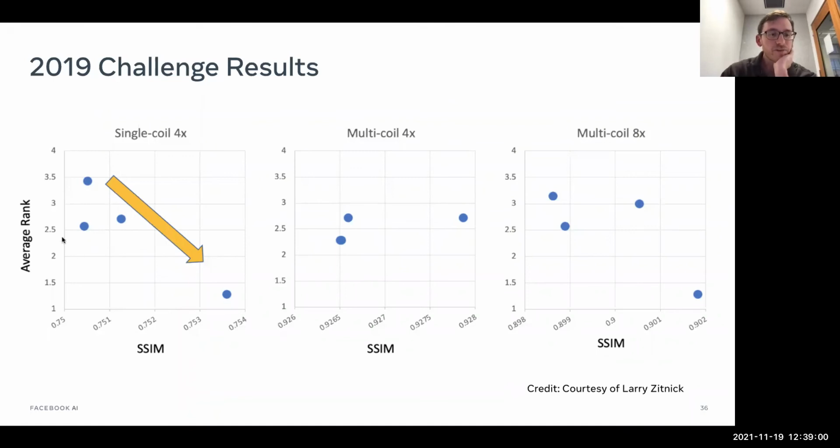So first of all, I want to show average rank over here, lower is better. So this just to not confuse you about this graph. And on the x-axis, I'm showing SSIM where higher is better. So what you can see from the 4X track is as SSIM goes up, for very large differences in SSIM, you can see an improvement in rank. But for very small differences in SSIM, the radiologists were a little bit more discordant.